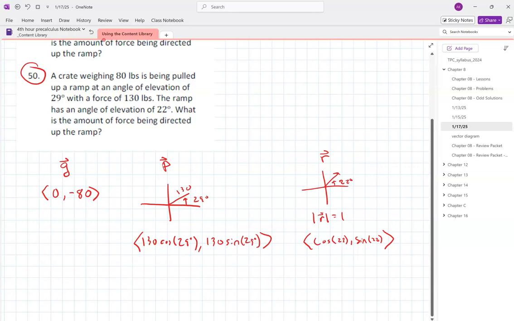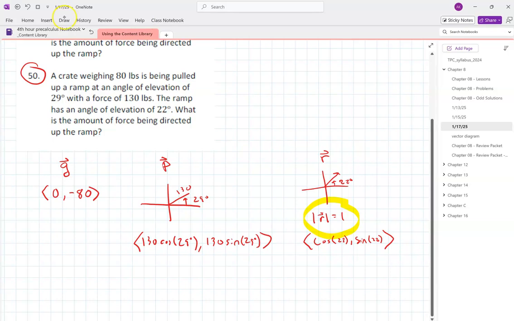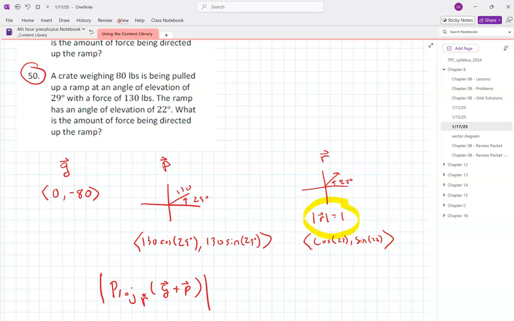So far, so good. Since I'm projecting onto a unit vector, this can just be the projection of G plus P onto R. Since it's just a unit vector, that's going to be the same thing as the dot product of G plus P and R.